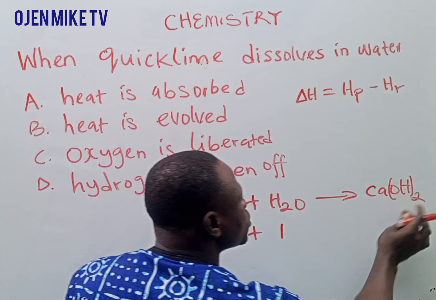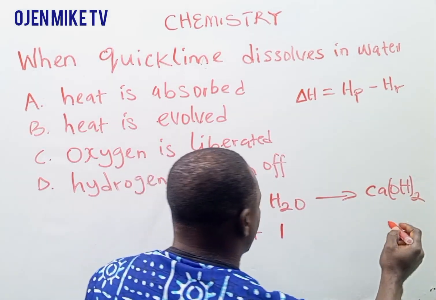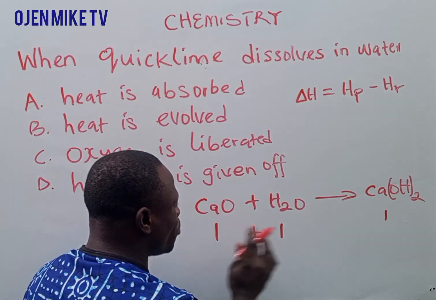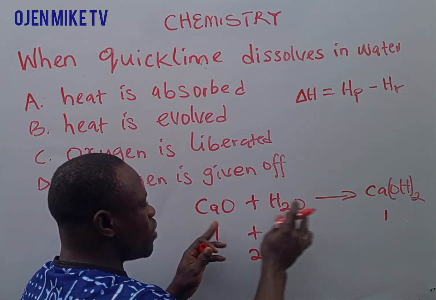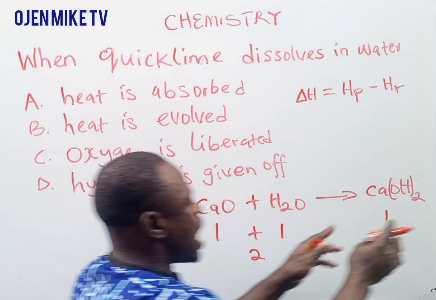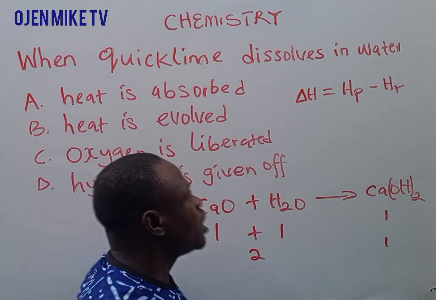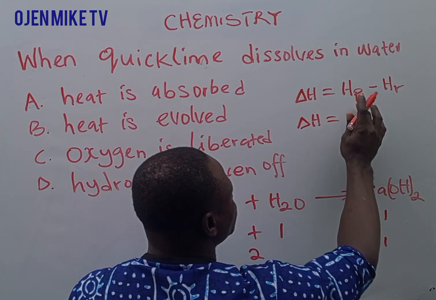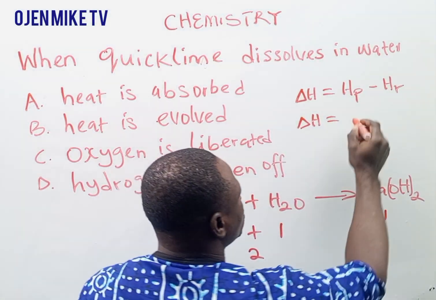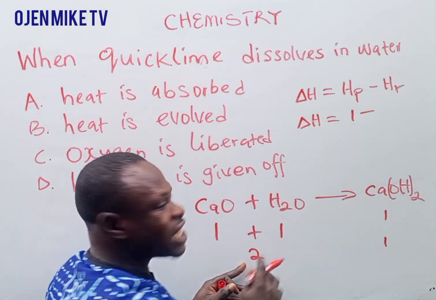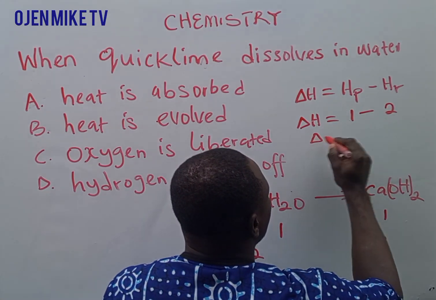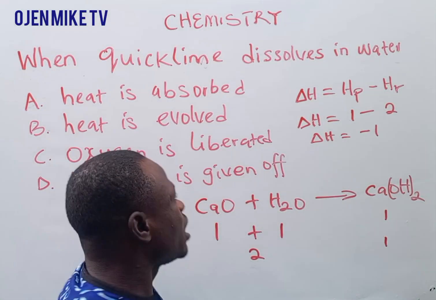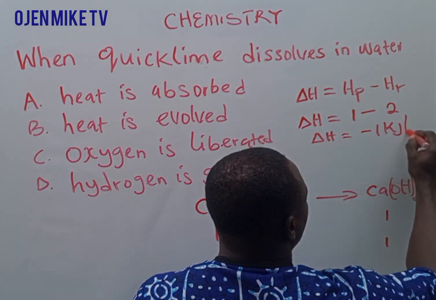Now here is a single compound. Since it's a single compound, the mole ratio will be 1. So 1 plus 1 will give you 2. So the reactant is 2, and in the product we have only 1. Now put it in your formula. Enthalpy change will be equal to the product, 1, minus the reactant, 2. Enthalpy change will be equal to minus 1. Do you get that? Minus 1 kJ per mole.